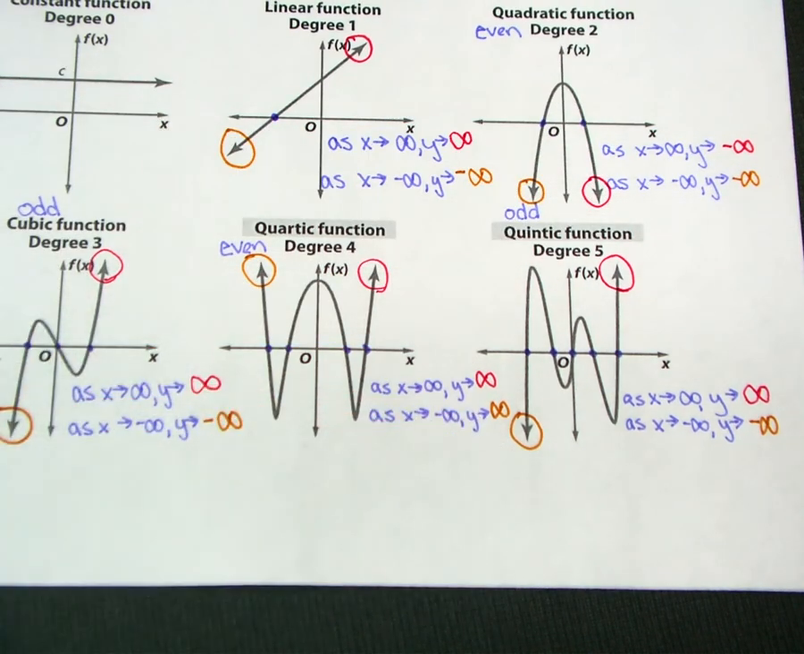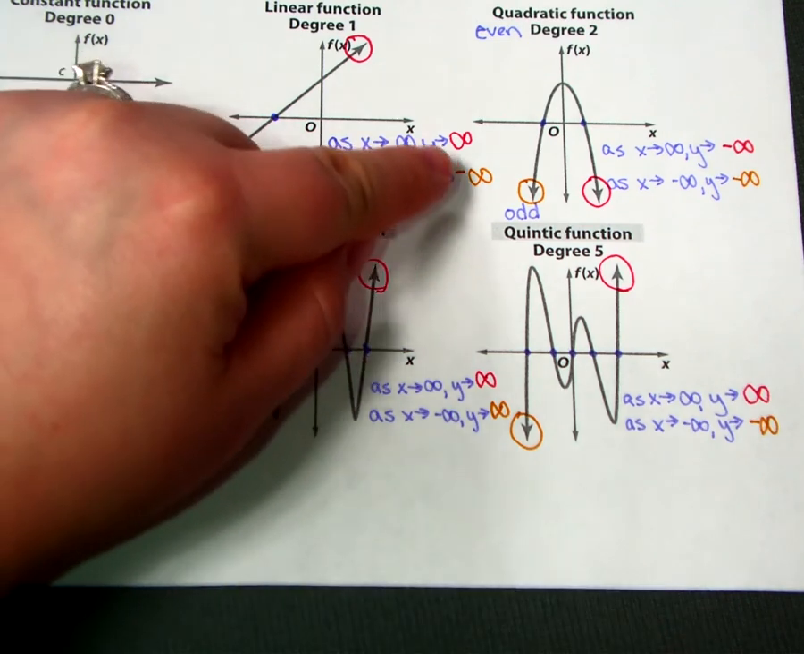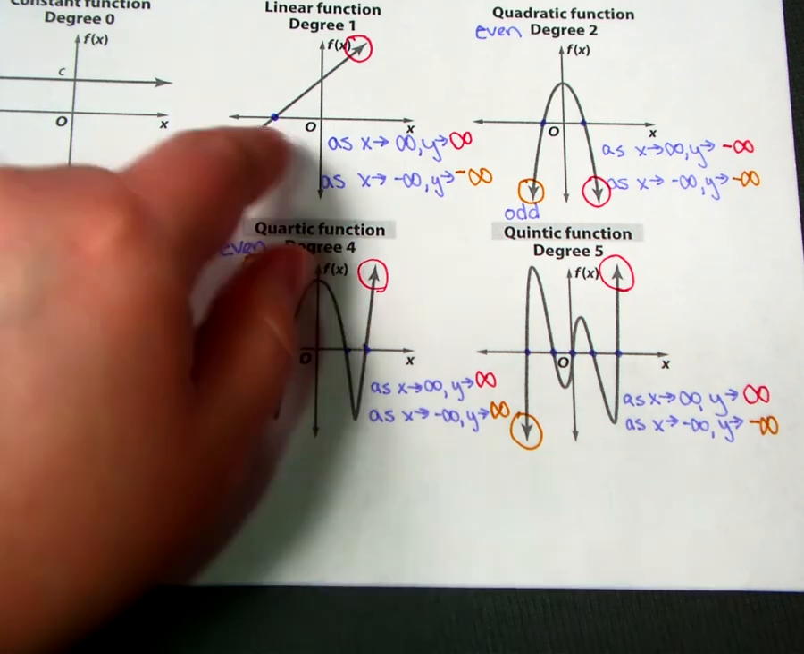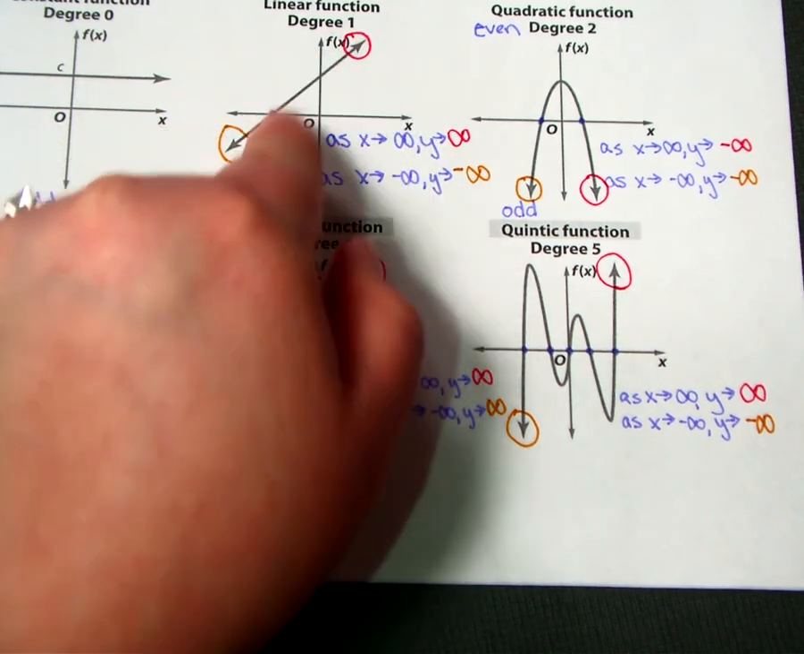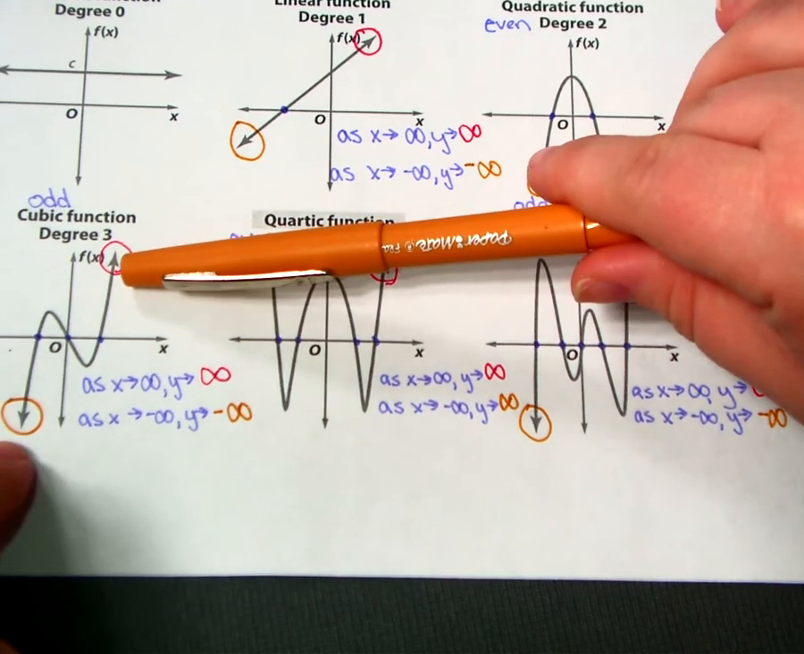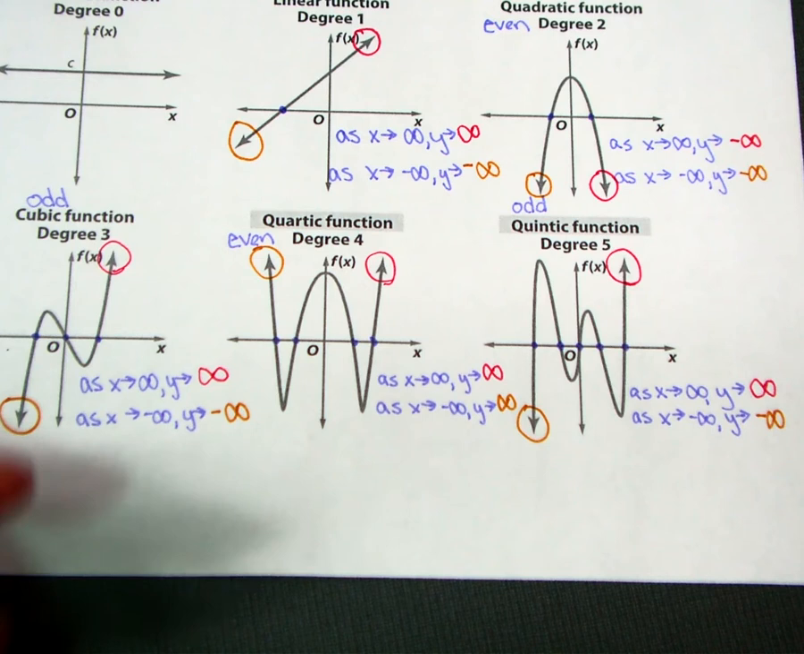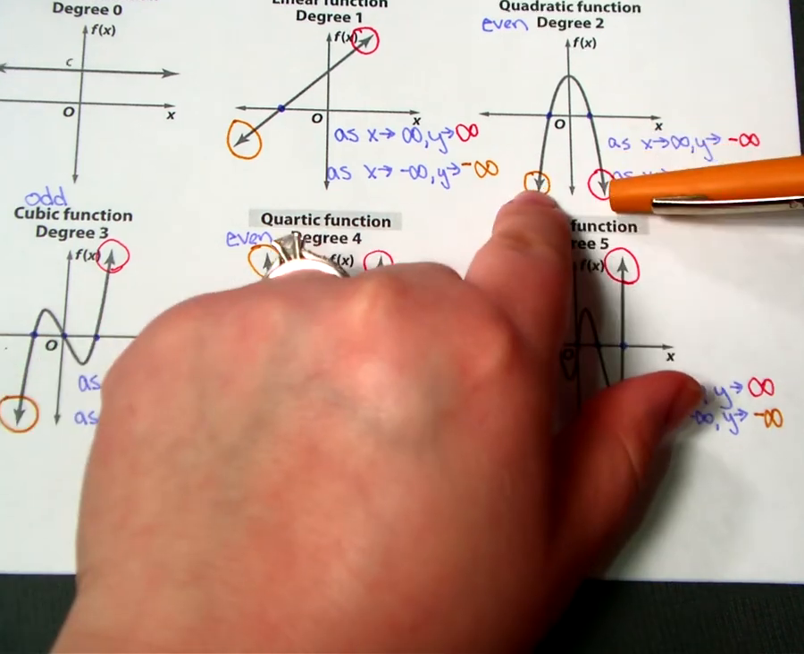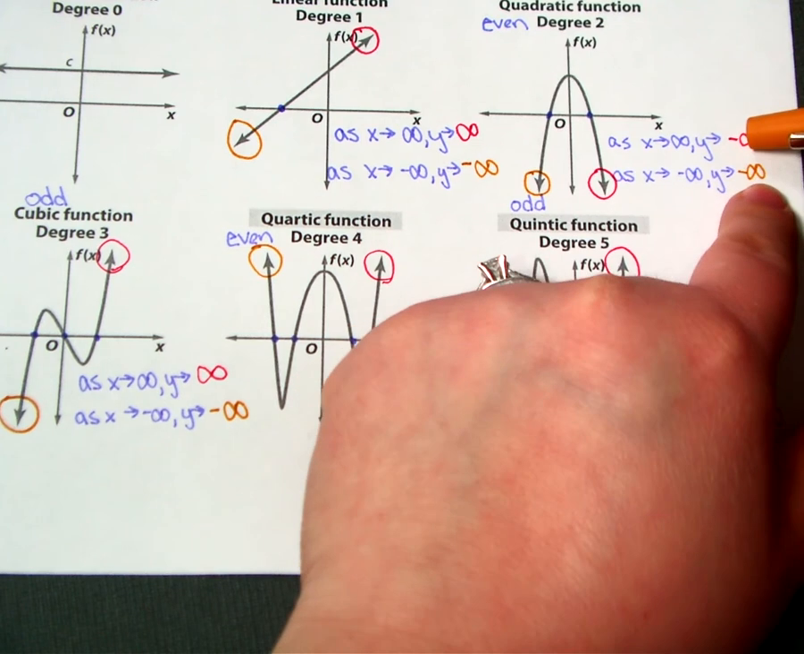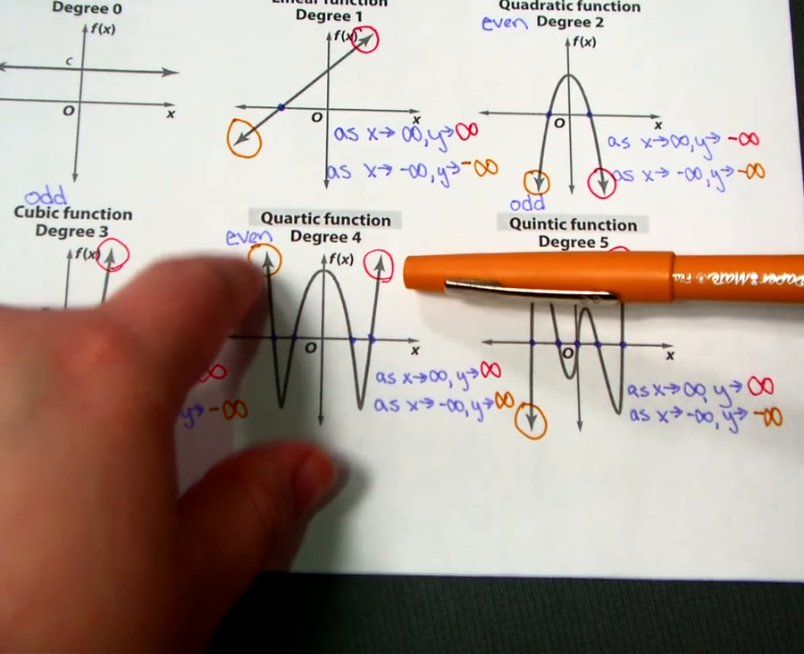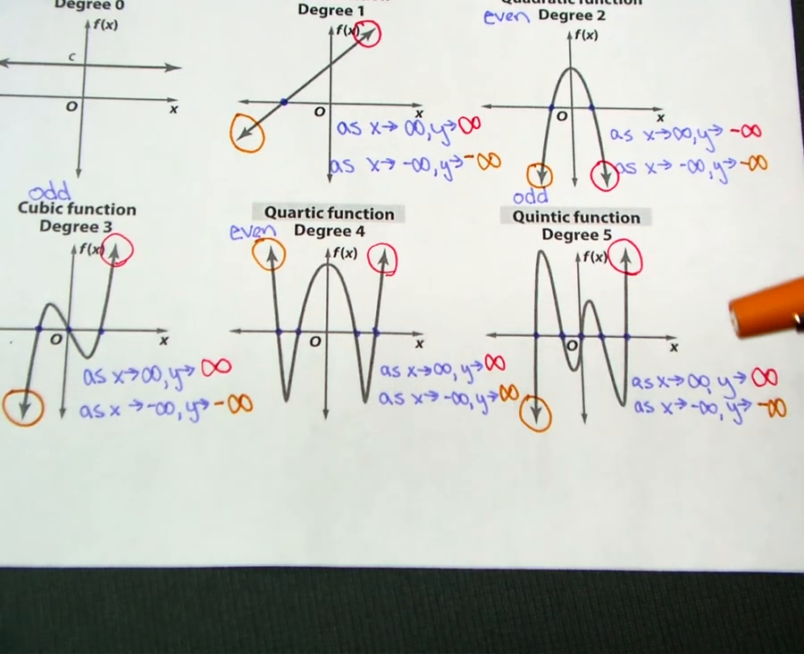The pattern that you're looking for is when it is an odd degree function, your end behaviors for the y's will always be opposite. In odd degree functions, the arrows will always point in opposite directions. That's true for every odd degree function you will look at. Even degree functions, the end behavior points in the same direction, so your y values are going to be the same. Here, they're both pointing up. Y values are both at positive infinity.